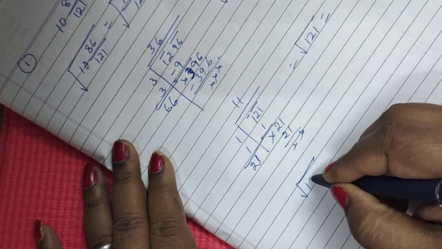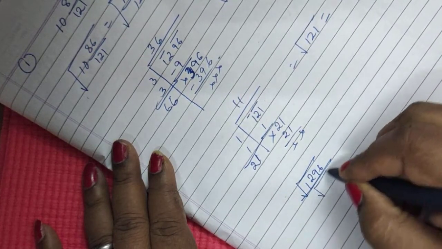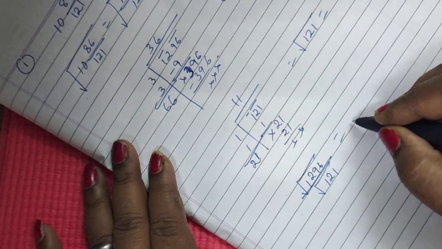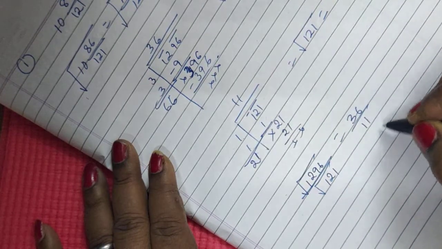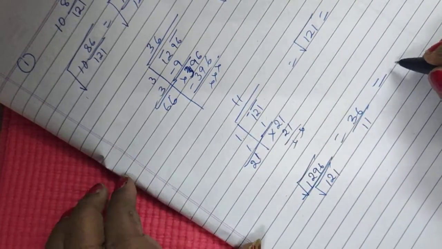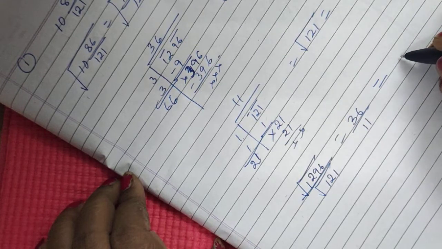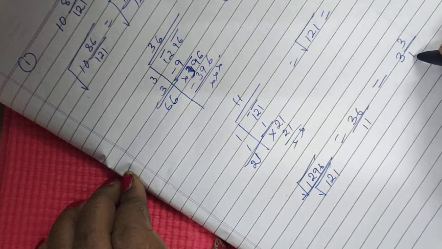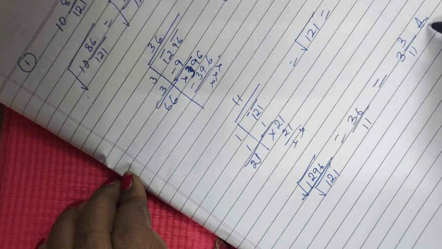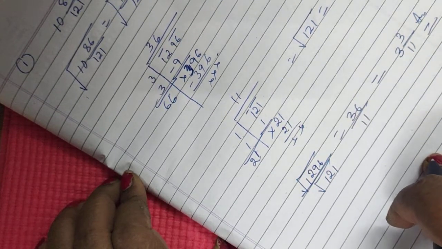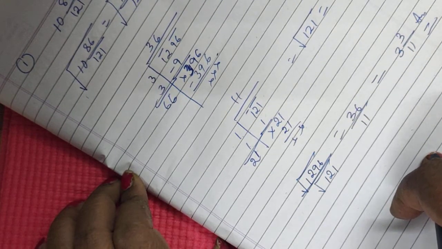So what was the number? The number was 1296 divided by 121. That is 36 by 11. We will convert it into a mixed fraction because it is an improper fraction. So it is 3 3/11. So this is the answer. In the same way, you have to solve other questions also.